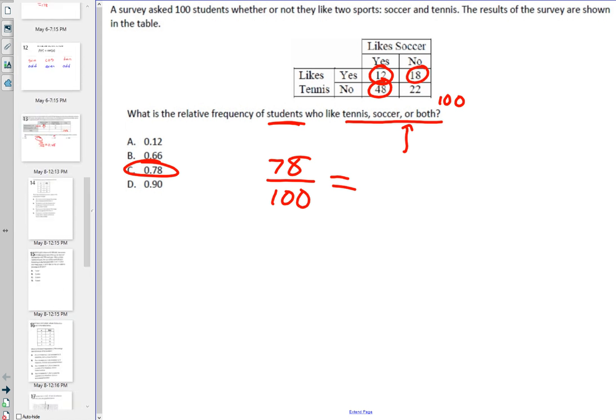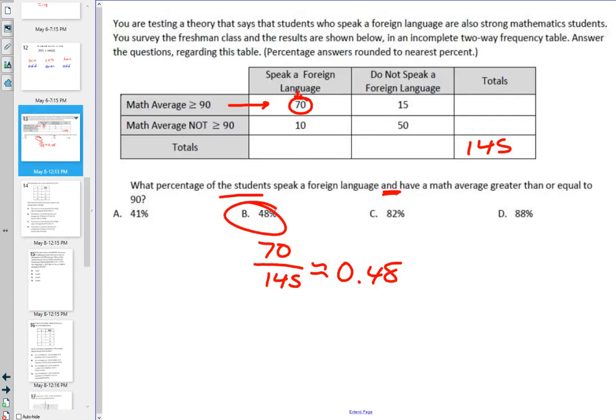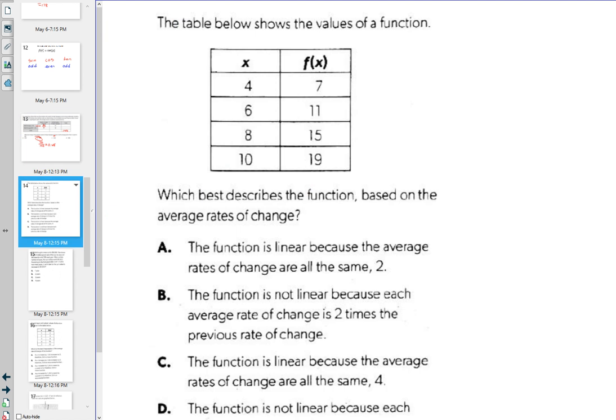So then we go back to Monday, and Monday we already did this first one. And please tell me that now this is the second one from Monday's practice test A. All right, we're making pretty good time. The table below shows the values of a function, which best describes the function based on average rate of change.